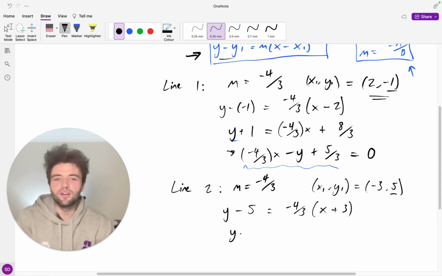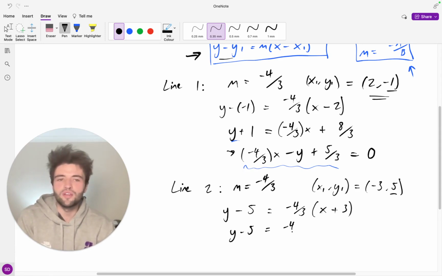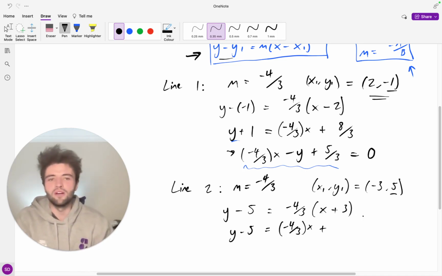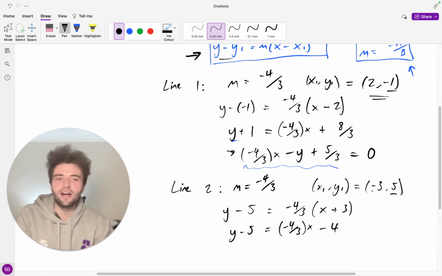And our job once again becomes to just tidy this up. So we're going to leave the left hand side the same for now. Then we have minus 4 over 3 times x plus 3, times minus 4 over 3, which is going to become minus 4 actually. So I'll just fix the sign on that. So we have minus 4 in the end, and as we did for our first line, we're just going to tidy this up into the correct form.